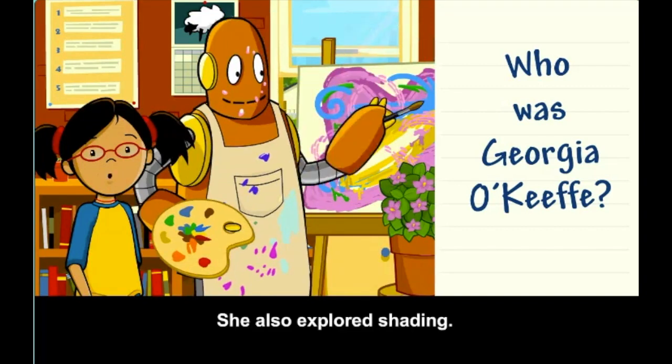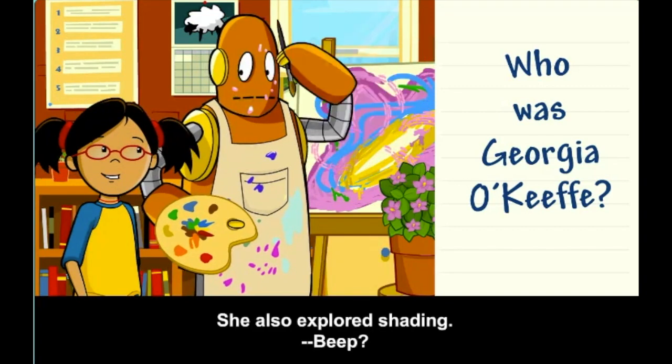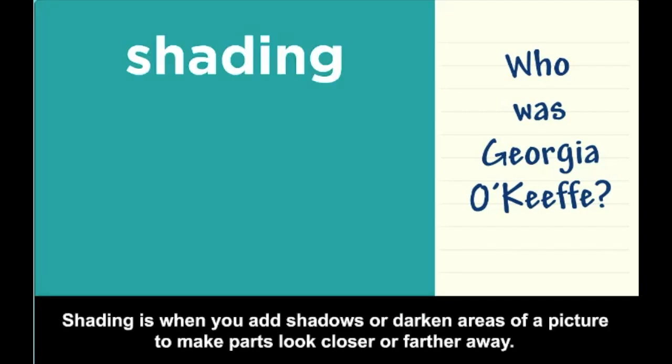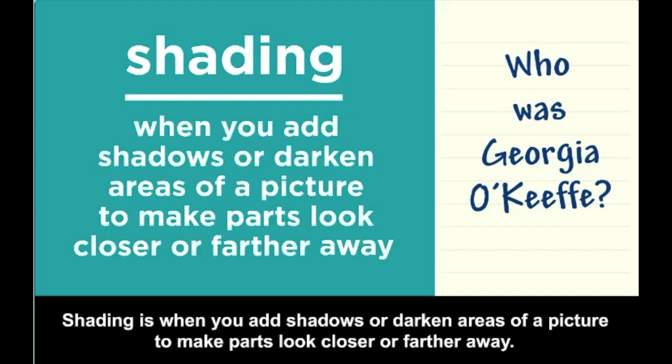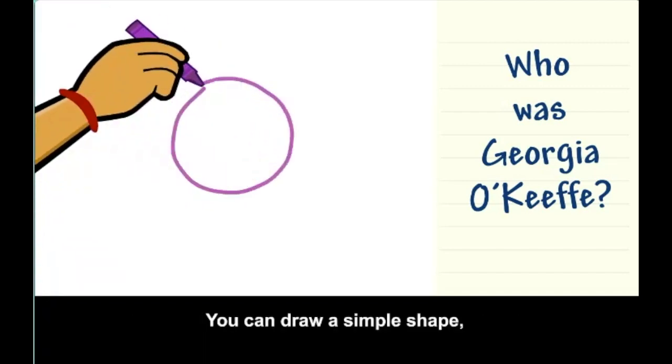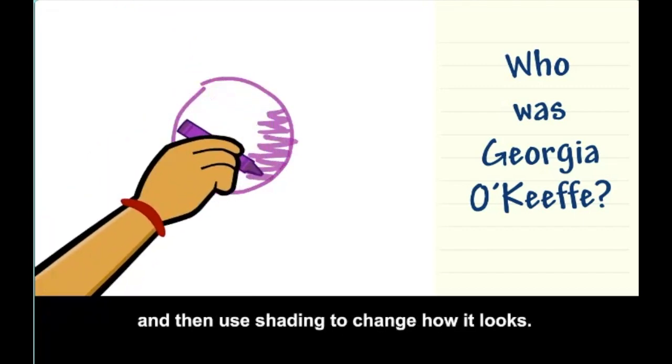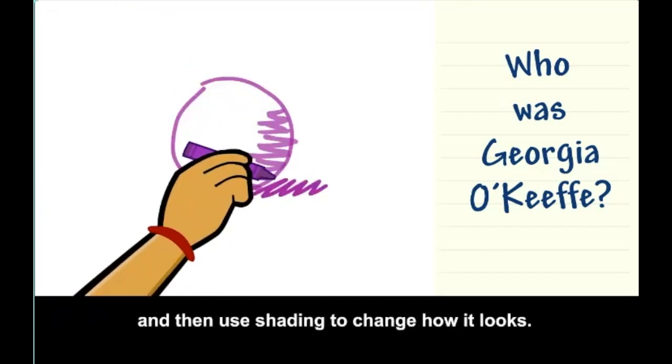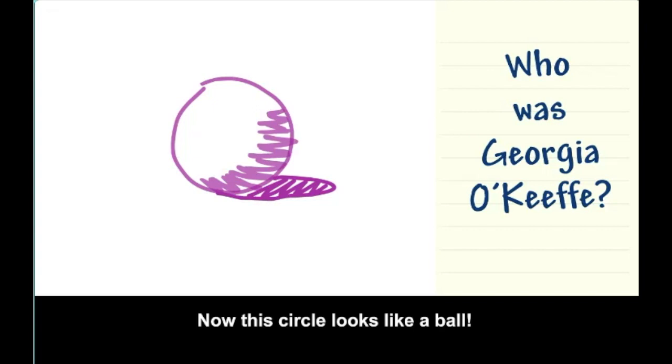She also explored shading. Shading is when you add shadows or darken areas of a picture to make parts look closer or farther away. You can draw a simple shape and then use shading to change how it looks. Now this circle looks like a ball.